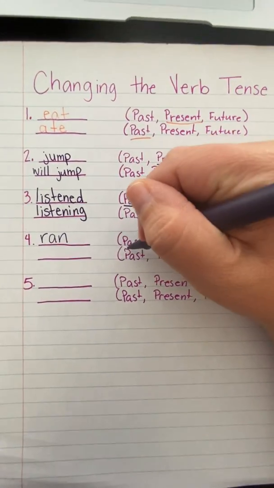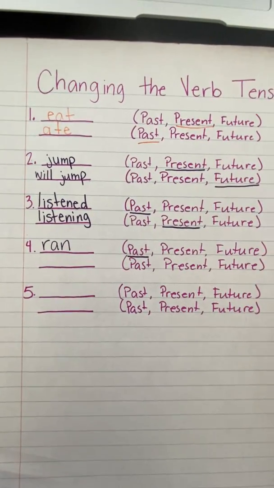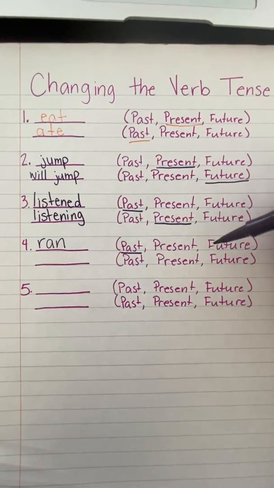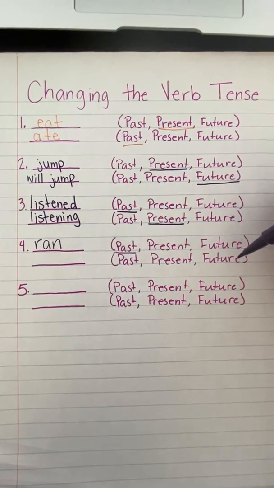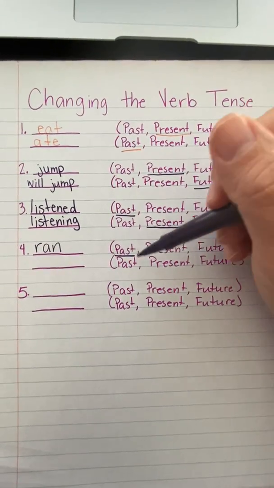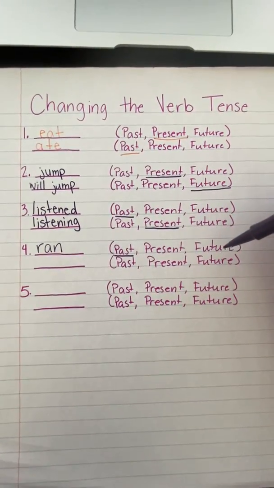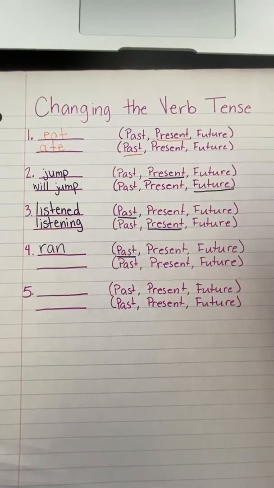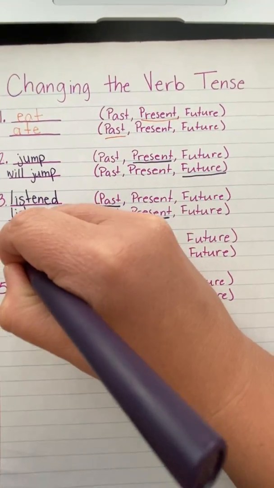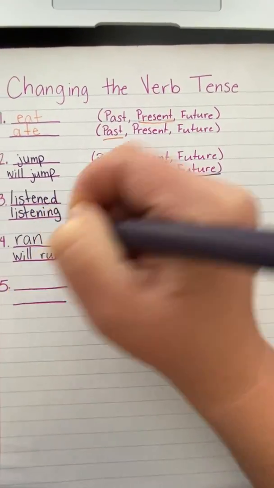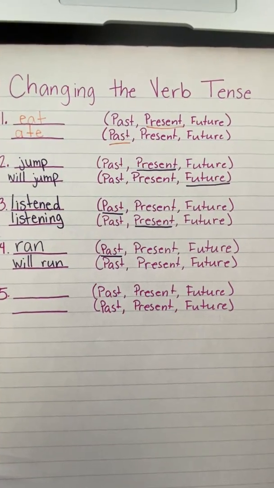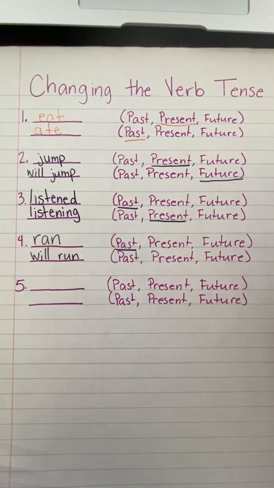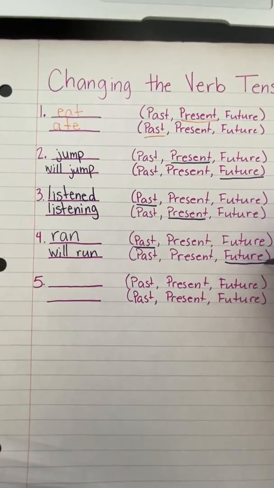Ran is past tense, as in yesterday, I ran a lap outside. Now, if I want to change the verb tense, I have to change it to either present or future tense. I could say, I'm going to run today for present tense, or I will run for future tense. Let's change it to future tense and say, will run. So remember, whenever something asks you to change it to future tense, just put that will in front of it. Okay, and then we're going to underline that we changed it to future tense.